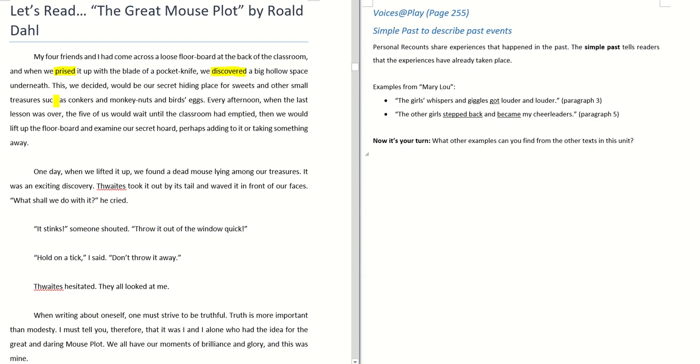This, we decided, would be our secret hiding place for sweets and other small treasures such as conkers and monkey nuts and bird eggs. So this is another example of a simple past. Every afternoon when the last lesson was over, the five of us would wait until the class had emptied. Then we would lift up the floorboard and examine our secret hoard, perhaps adding to it or taking something away. So one example of the simple past would be: when the lesson was over.